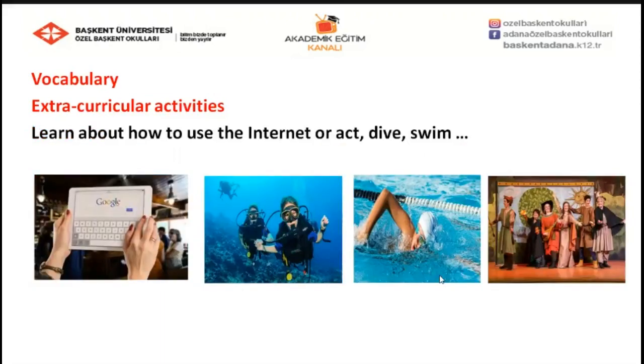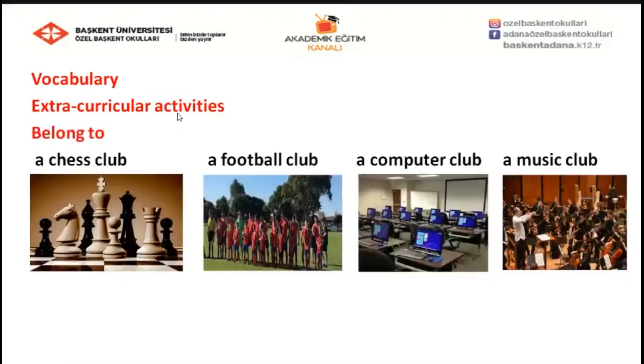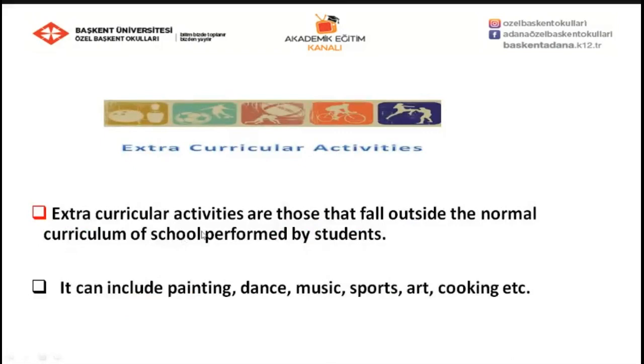With the help of extracurricular activities, we can learn about how to use the internet or act, dive, swim. All these pictures represent extracurricular activities. As I said before, extracurricular activities are those that fall outside the normal curriculum of school performed by students. It can include painting, dance, music, sports, art, cooking, etc.